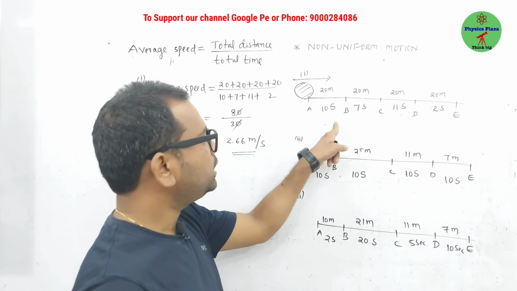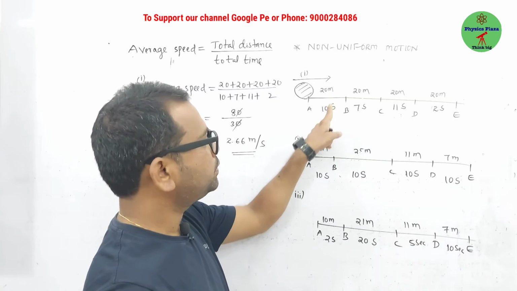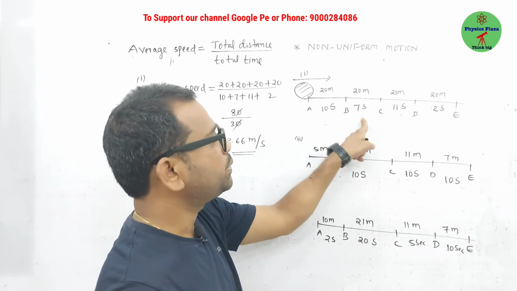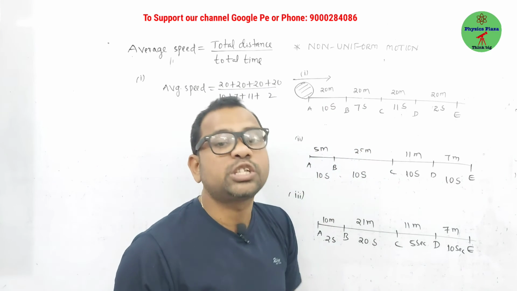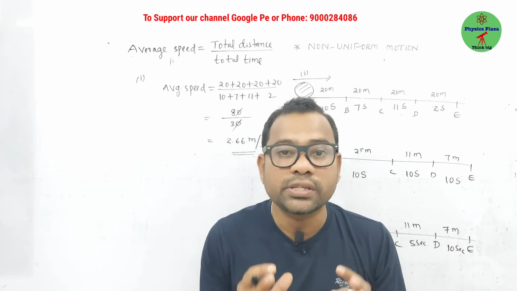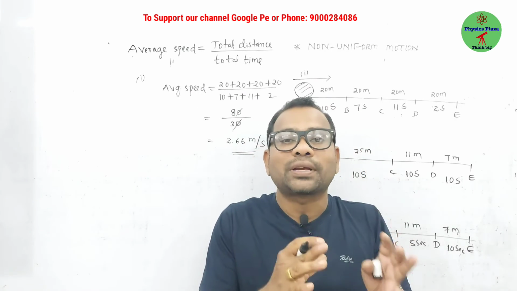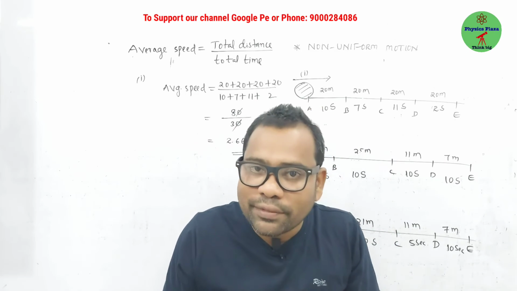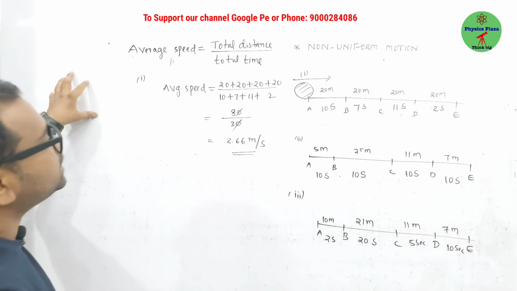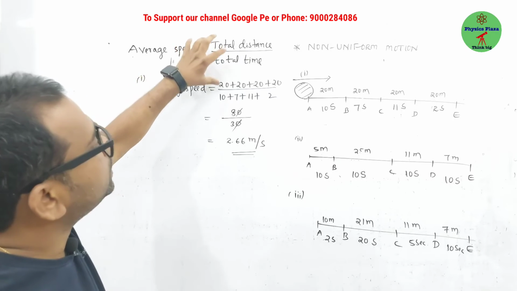In between A to B, it may cover 20 meters in 7 seconds, that is 20 by 7 meters per second. But the average speed we need to calculate. Whenever our bodies are going with a non-uniform motion, we must calculate the average speed. So how to calculate the average speed, dear children? Average speed is nothing but the total distance traveled divided by the total time taken.